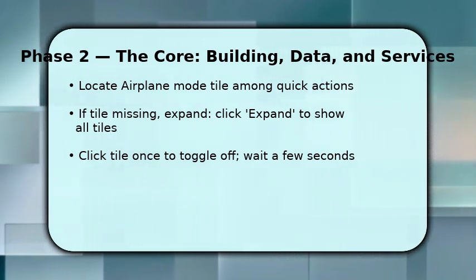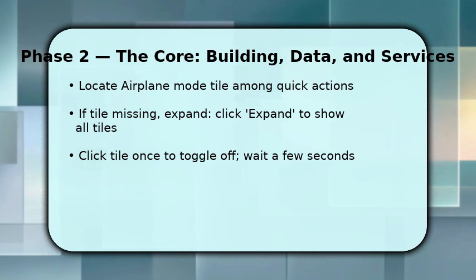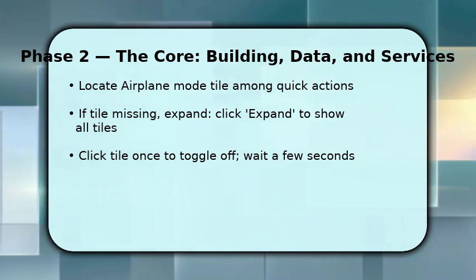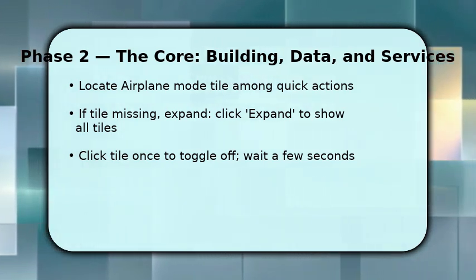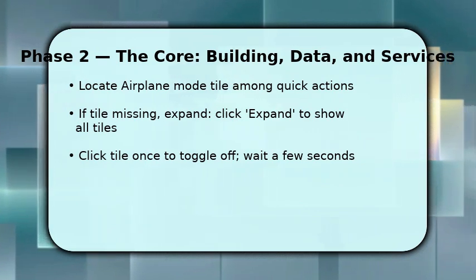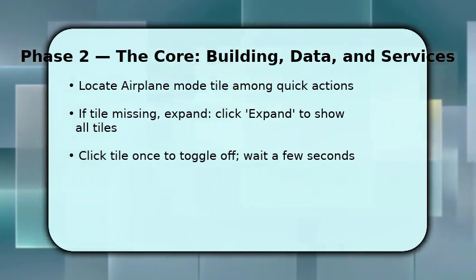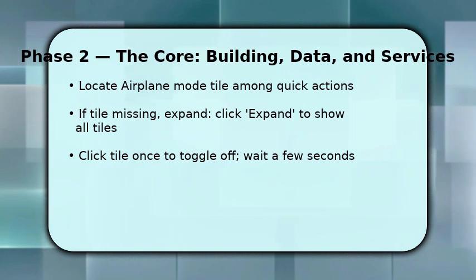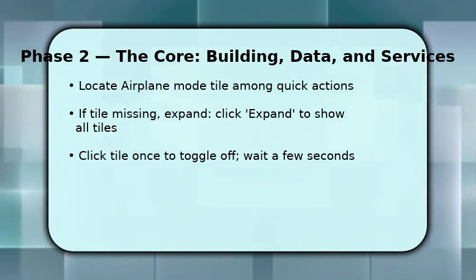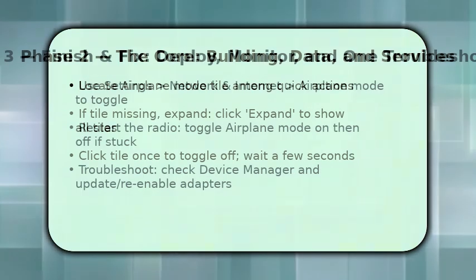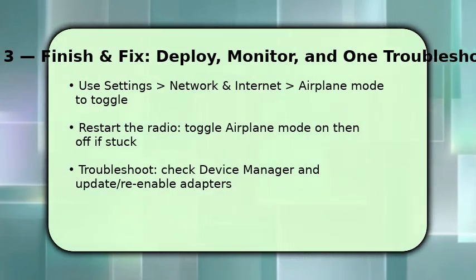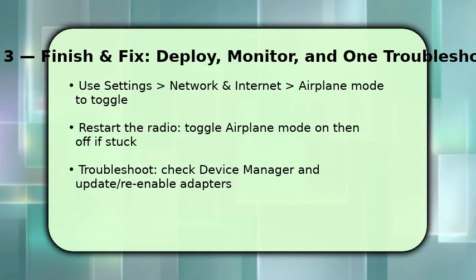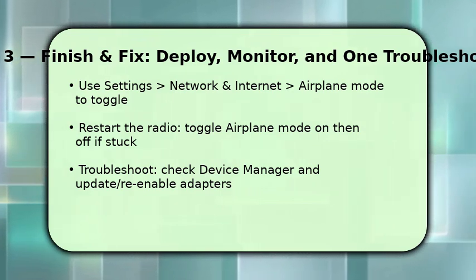Make sure to wait a few seconds because Windows will reinitialize radio devices. If Wi-Fi or Bluetooth doesn't return immediately, don't click repeatedly. Give the system time. This step disables the global radio cutoff and restores network adapters. If Action Center fails, open Settings, go to Network and Internet and toggle Airplane Mode off there. This does the same action in a different UI.